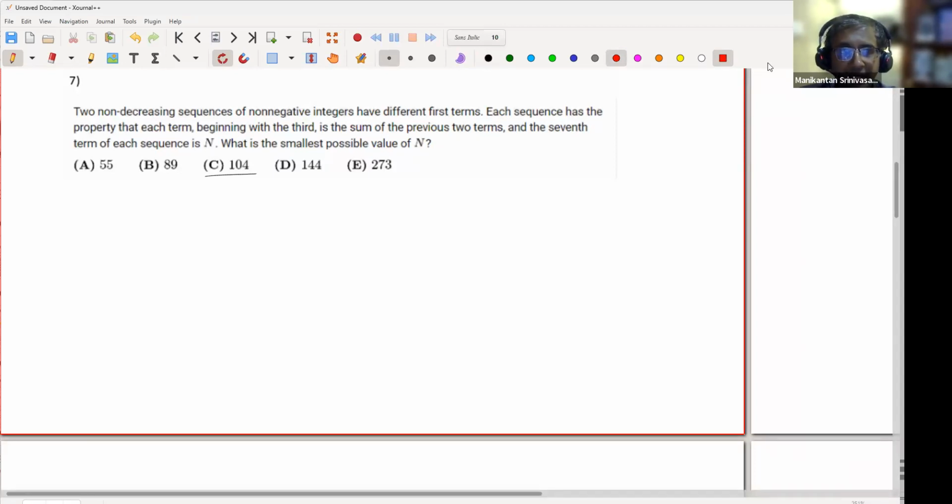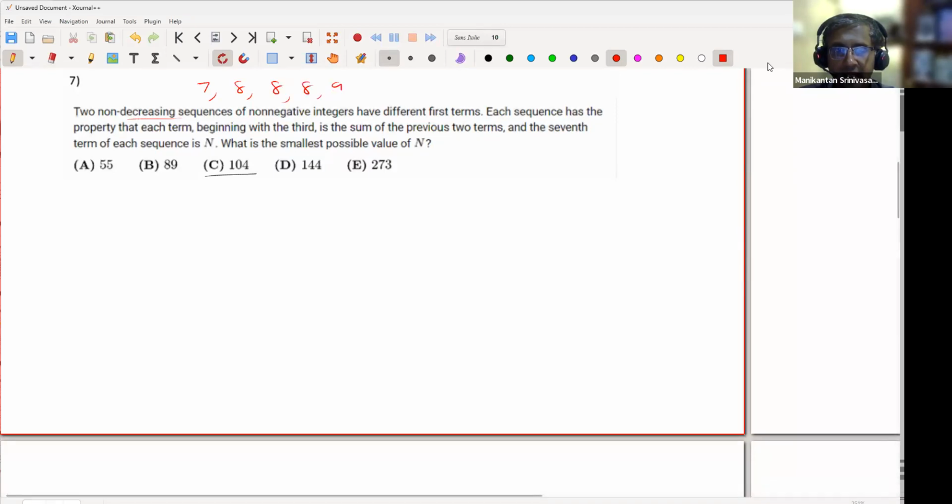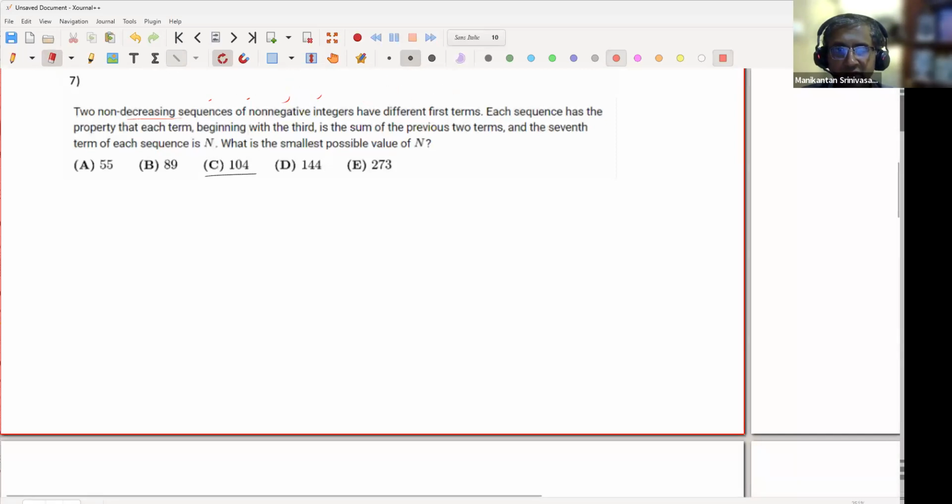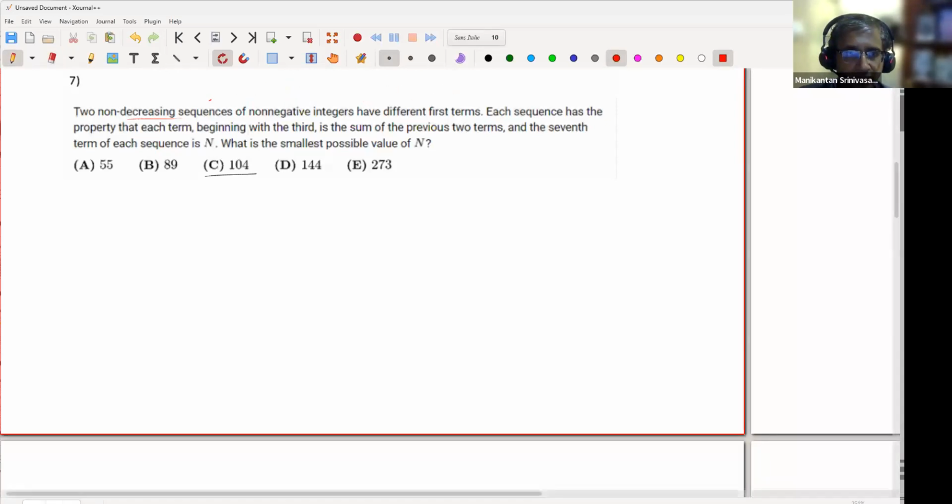Okay. So 2 non-decreasing. Non-decreasing means what? It can be constant. So for example, the sequence 7, 8, 8, 8, 9, 12, 12 is non-decreasing, right? So it's not decreasing, but there could be periods where it's flat. Okay. So 2 non-decreasing sequences of non-negative integers have different first terms. Maybe the first one begins with A and B, and the second one begins with C and D, let's say.